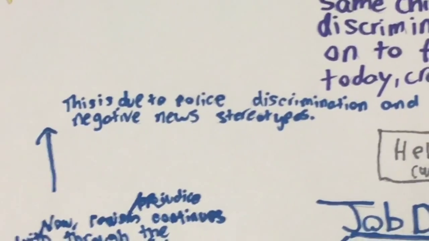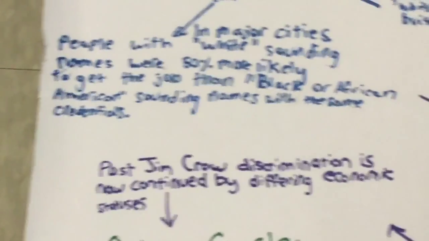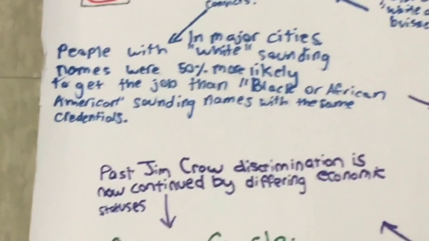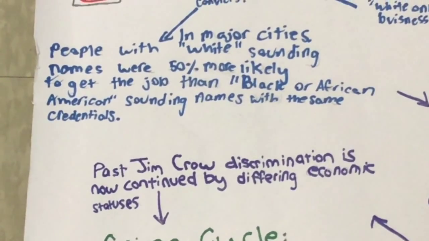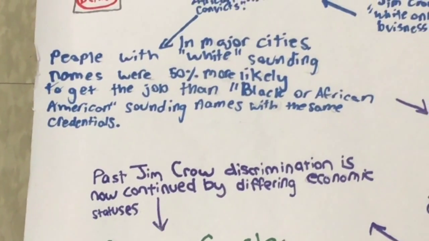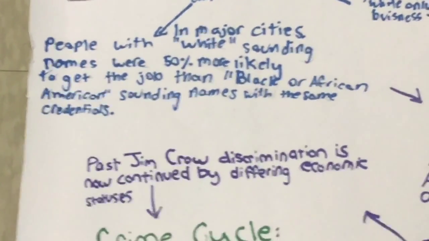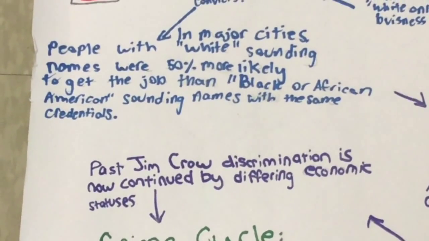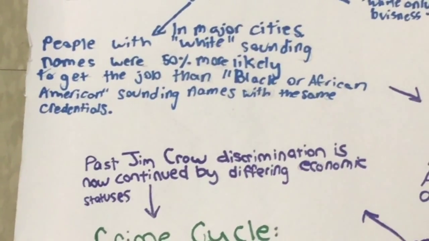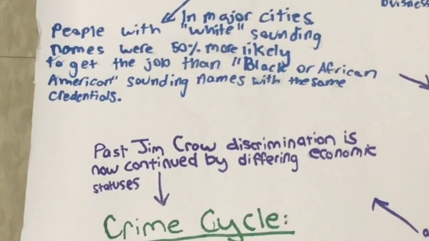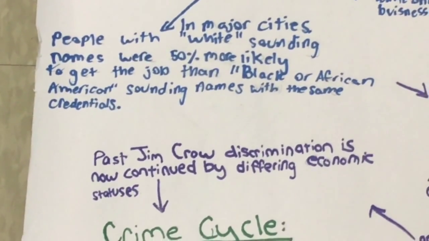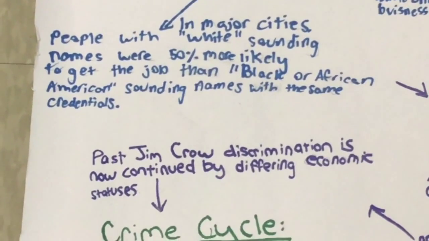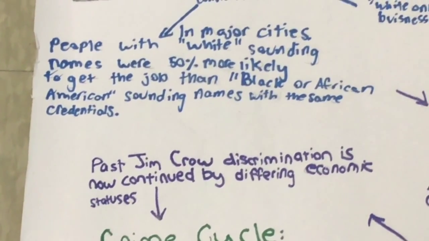And so, if you look down over here, in major cities, people with white-sounding names were 50% more likely to get a job than people with black or African American sounding names when they had the same credentials. These aren't in small areas or areas we consider traditionally racist. These were studies done in major cities such as Chicago and Boston. These are areas we do not think of as racist, but they inherently are.